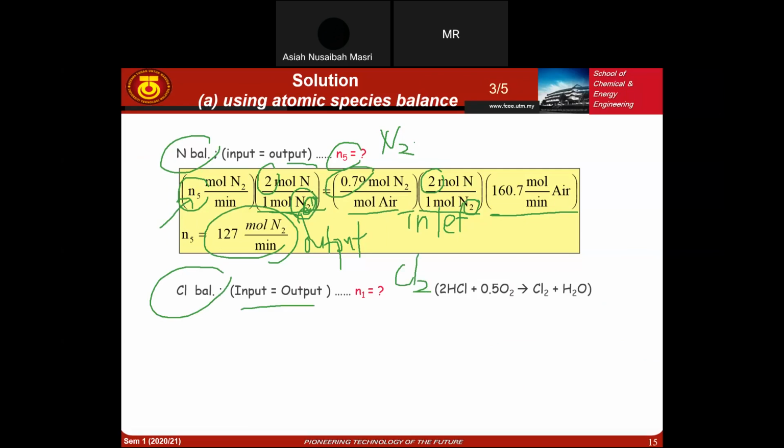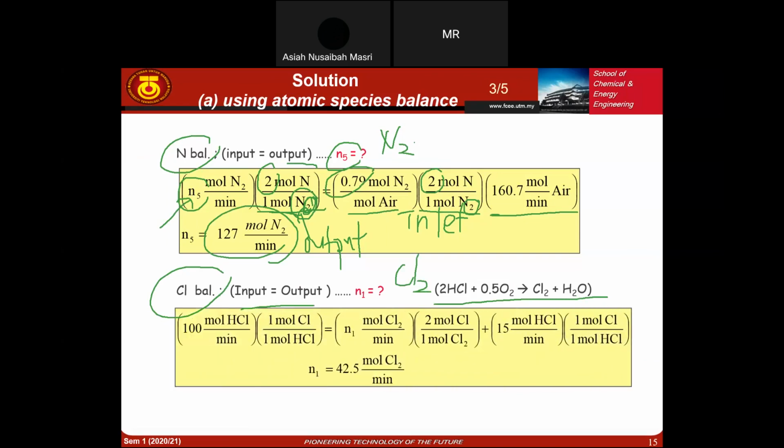So remember back the equation, we have here 2HCl plus 0.5 oxygen reacted to get Cl2 and water. Here we have the input, 100 mole of HCl. We're going to choose all compounds that have Cl in them. What compound in the input has Cl? Only HCl has Cl. Oxygen doesn't have Cl. So for every 100 mole of HCl, we times with 1 mole of Cl inside each mole of HCl. This is the input.